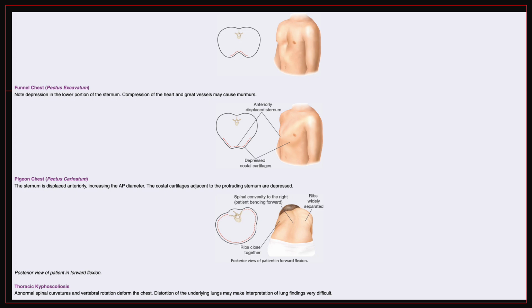A funnel chest or pectus excavatum, all right, so it's a depression in the lower part of the sternum, which can lead to compression of the heart and great vessels and may cause murmurs. So this is usually associated with congenital disorders. Pigeon chest or pectus carinatum, the sternum is displaced anterior, increasing AP diameter, and the costal cartilages adjacent to the protruding sternum are depressed. So you can see this pigeon-shaped breast. If you think about a turkey breast, birds have a big sternum bone that comes out off the breastplate, so it forms a nice point there.